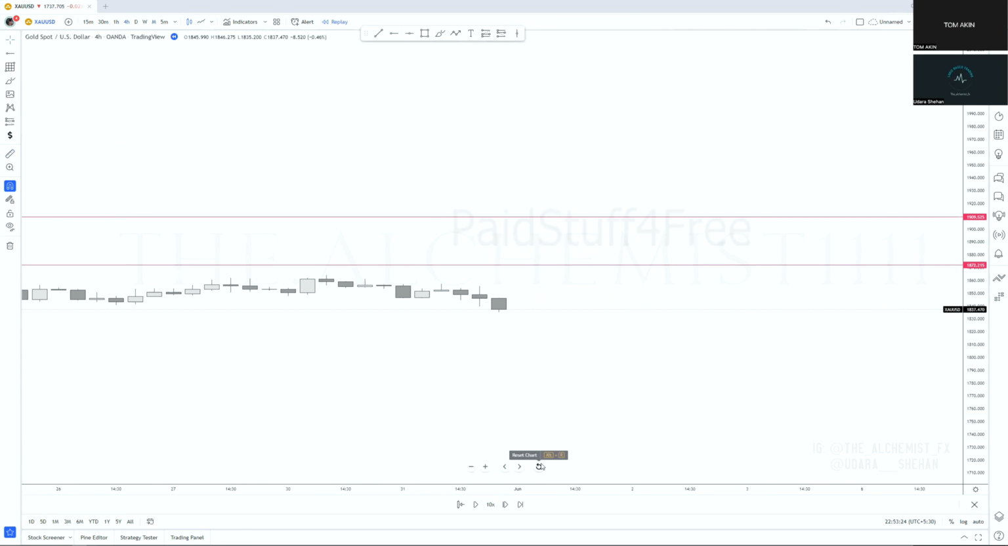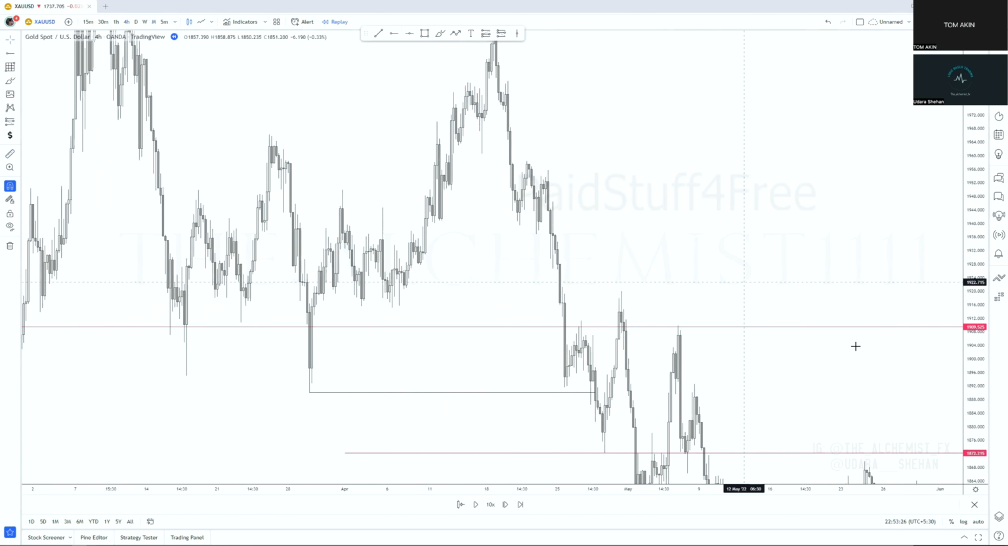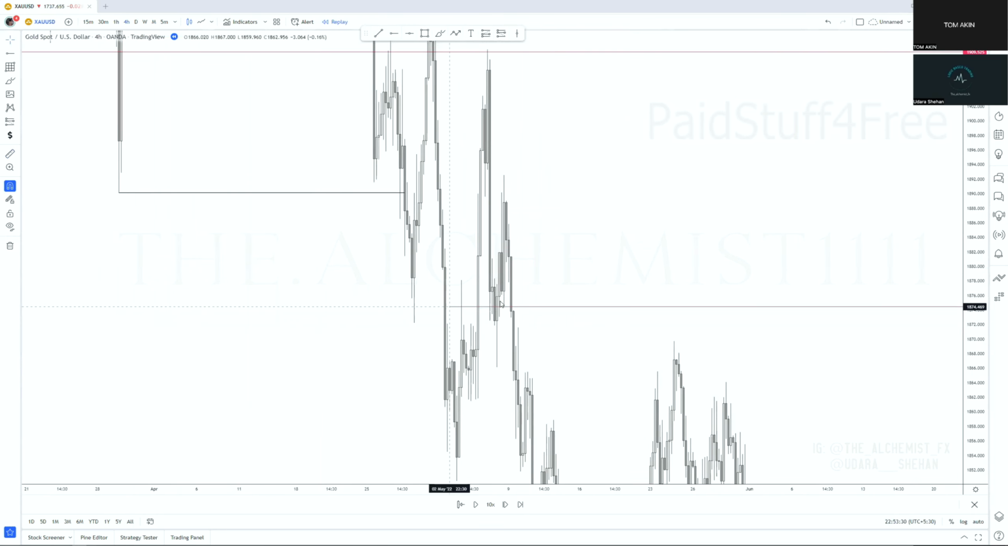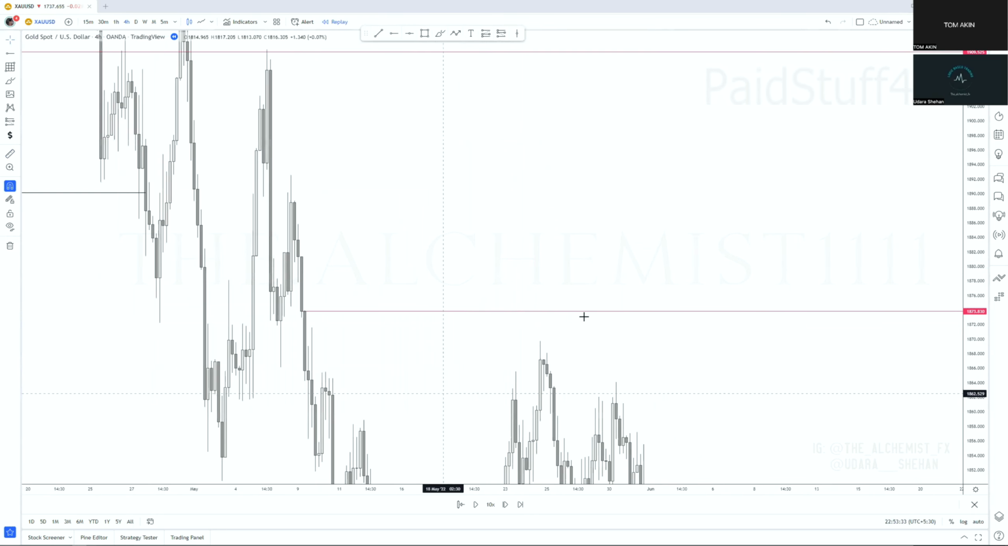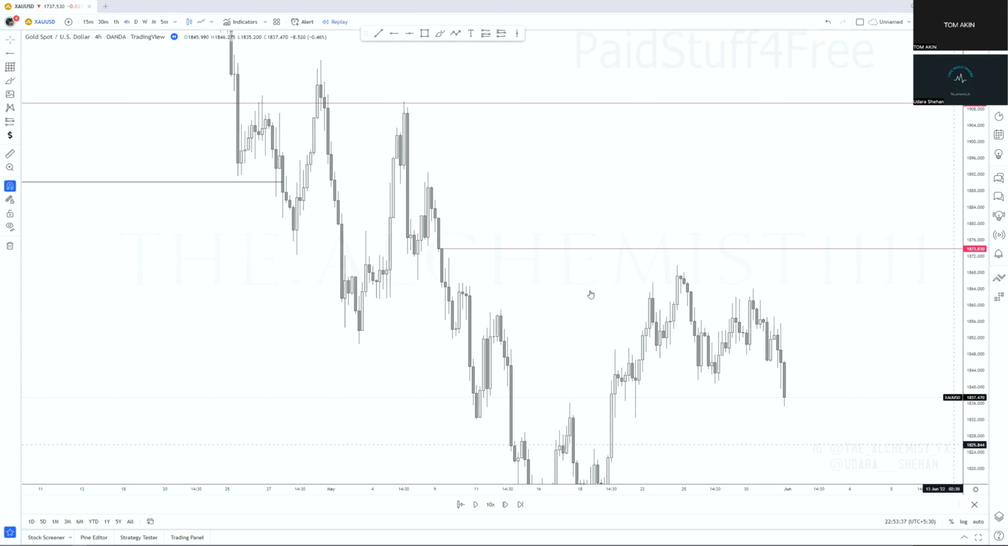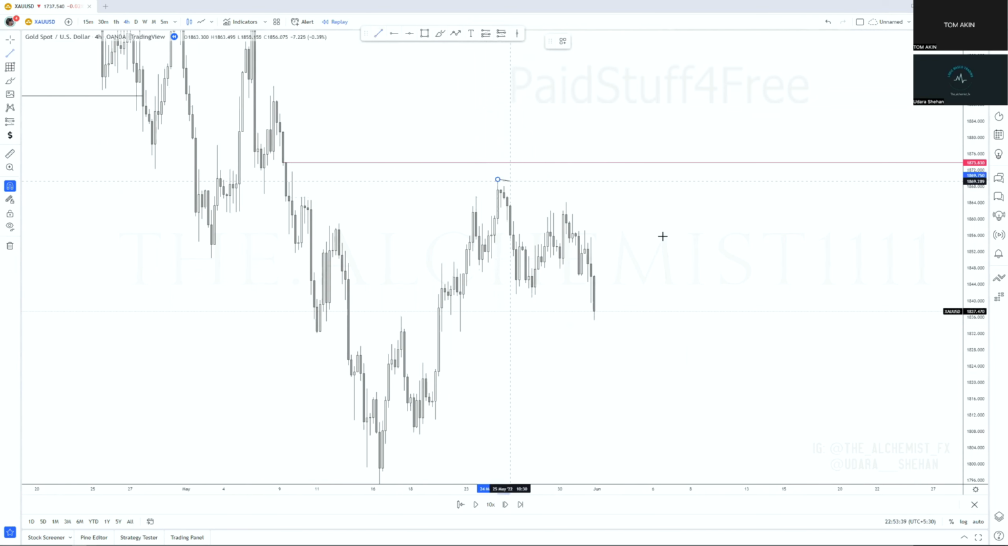And then, I did a slight refinement, a very small refinement of this. See, this was the monthly imbalance into this one. Can you see what that is? Rejection block once again, into this 4-hour rejection block. And then we have liquidity below it. Now look what happened.